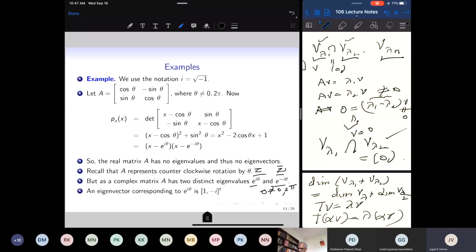You can go back and solve your homogeneous system of two equations in two unknowns and check that the eigenvector corresponding to the eigenvalue e to the power i theta is (1, minus i) transpose, the column vector 1, minus i. And corresponding to minus i theta, the eigenvector is (minus i, 1). Now notice that these two eigenvalues are distinct, and the eigenvectors are perpendicular.